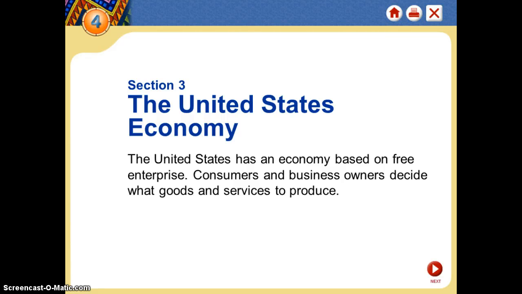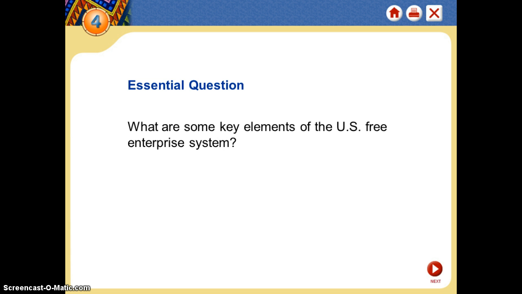All right, so on to the U.S. economy. The U.S. has an economic system that's based on free enterprise, where consumers and business owners decide what goods and services to produce. So, our essential question is, what are some key elements of the U.S. free enterprise system?